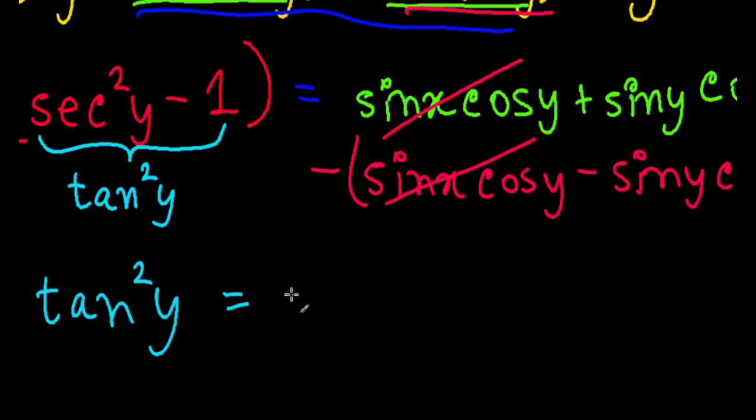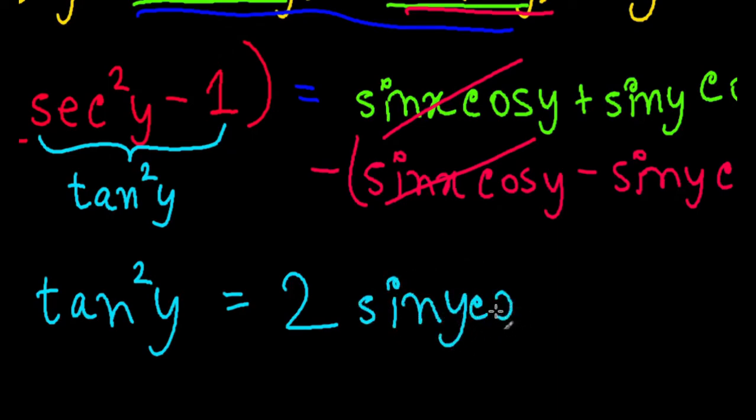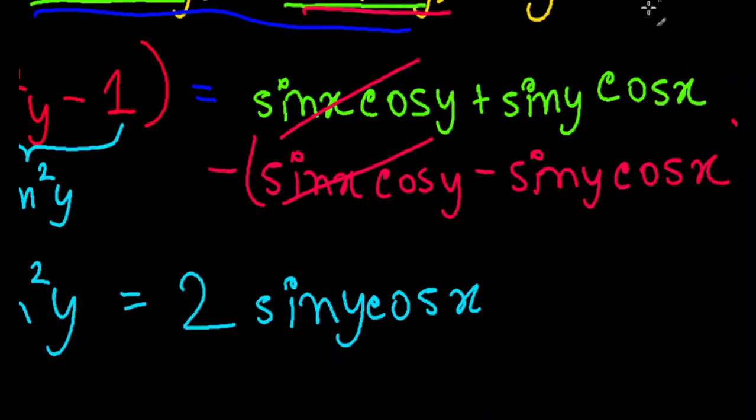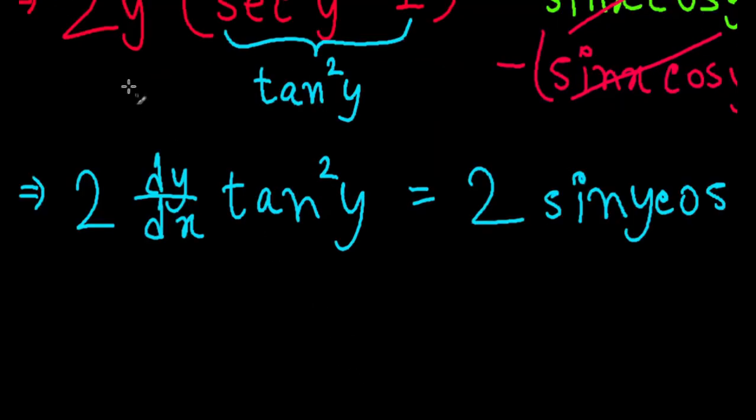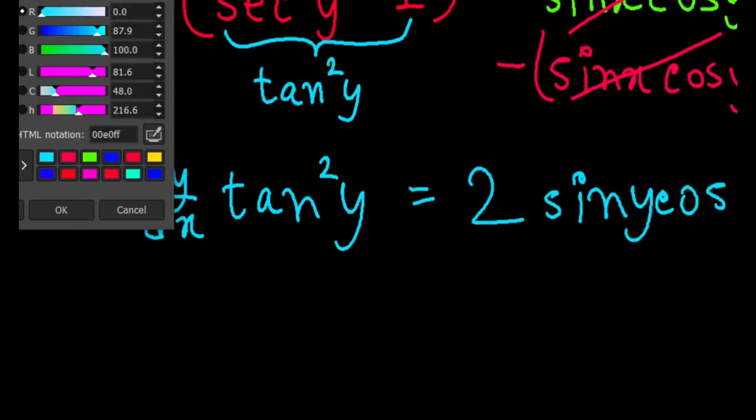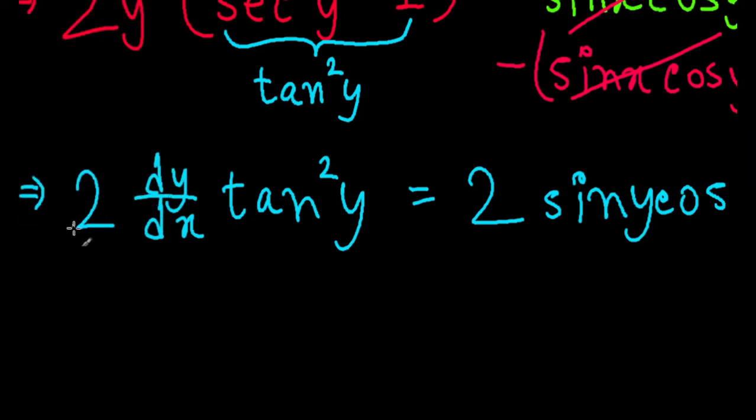So this is going to be equal to 2 sine of y cosine of x, right? Let's just check if that's correct. Yeah, so that's the factor that survived. So 2 sine of y cosine of x. Well, we have 2 on both sides, we can just cancel that out. So 2 is gone.